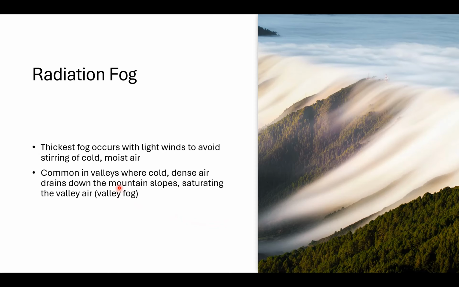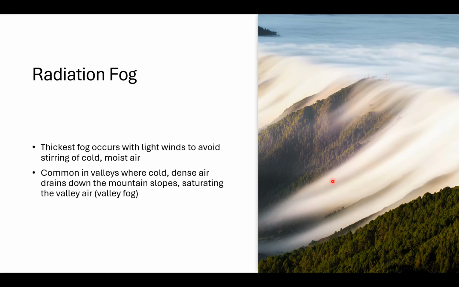And radiation fog is quite common if you live near mountains, particularly if you live in a valley. Radiation fog is very common in valleys where you get this cold, dense air to drain down the mountain slopes overnight. And that colder air then settles into the valley, saturating the air mass in the valley, resulting in valley fog. This is a nice picture here on the right, just showing a stratus layer, a very layer-like cloud structure, and you kind of see the fog going down into the valleys here, right?